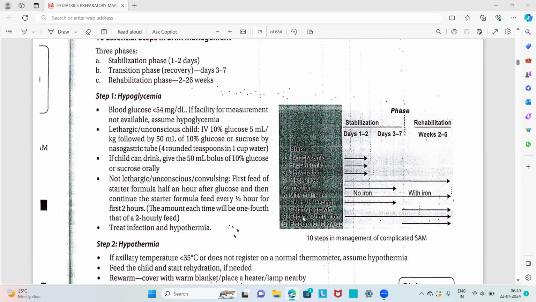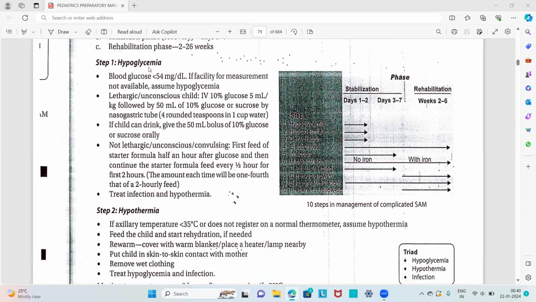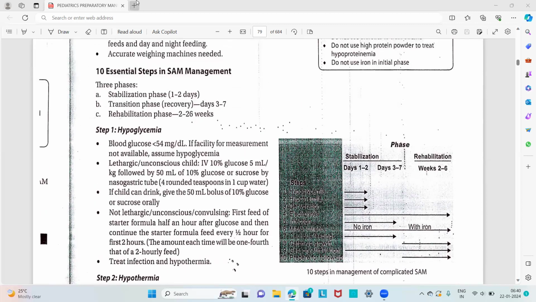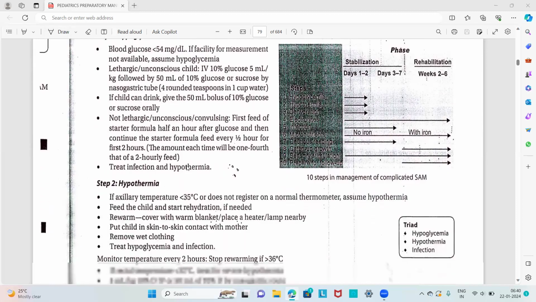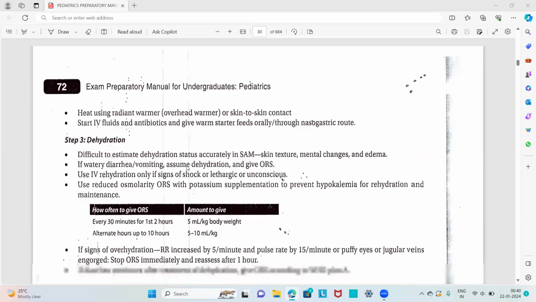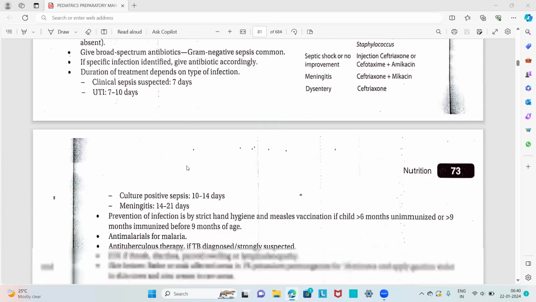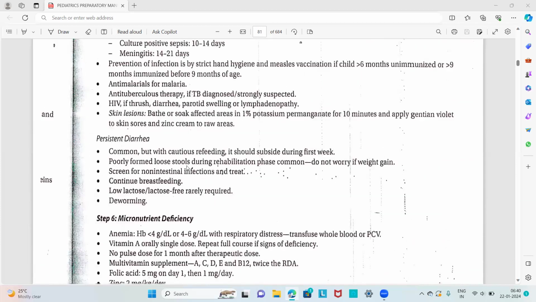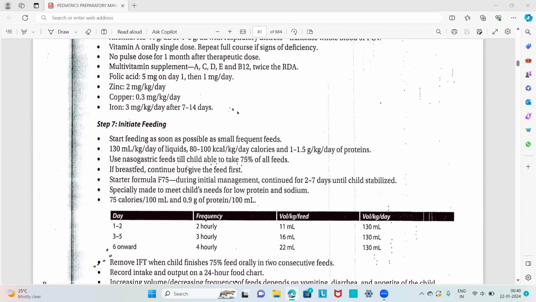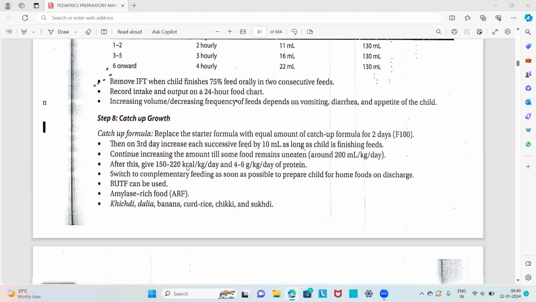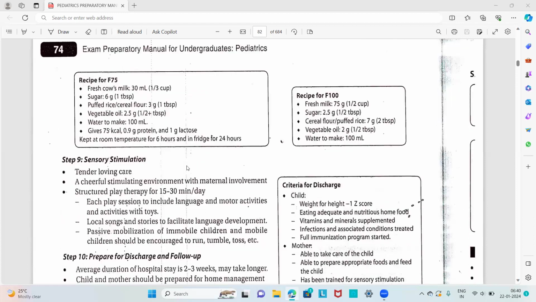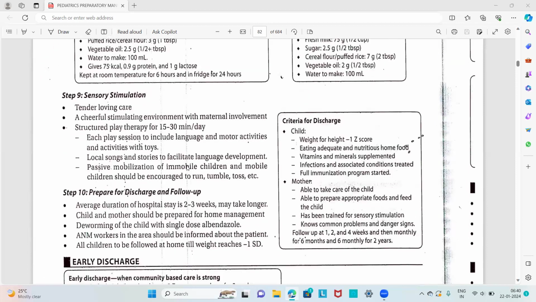So these are the 10 steps. First we have to treat the hypoglycemia, then the hypothermia, then the dehydration, then the electrolyte imbalance, then the infection, then the micronutrient deficiency, and then initiate feeding. The eighth step is catch-up growth, and the ninth step is sensory stimulation. The 10th step is to prepare for the discharge and follow-up.